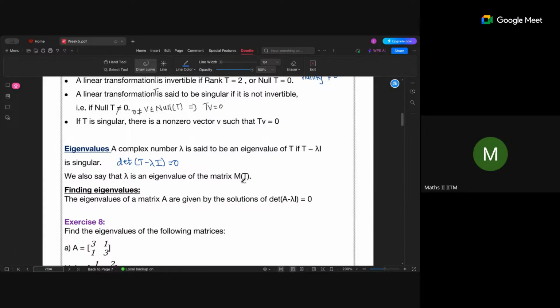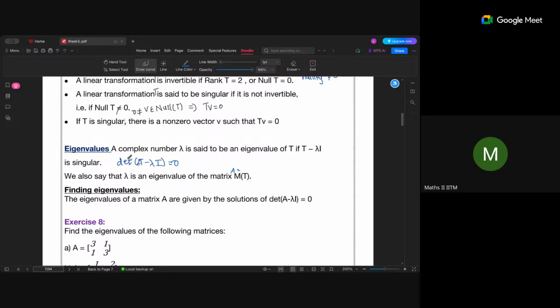Fine. So what is meant by T minus lambda I? It means I'm considering the matrix representation of T. So let's say A minus lambda I, it makes more sense. So to find the eigenvalues of T, you find the eigenvalues of the matrix A by solving determinant of A minus lambda I equal to 0.